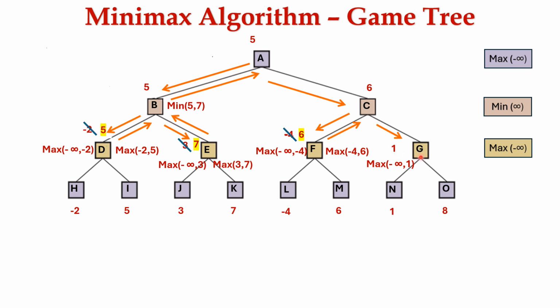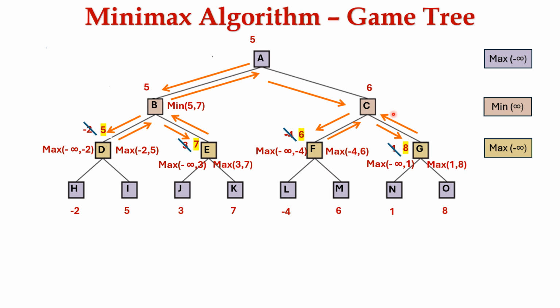Next, it compares node O value, that is 8, with the current G value 1. Since 8 is larger, node G value is updated as 8 as its final value. This value is then propagated upwards to the parent node C for further evaluation.